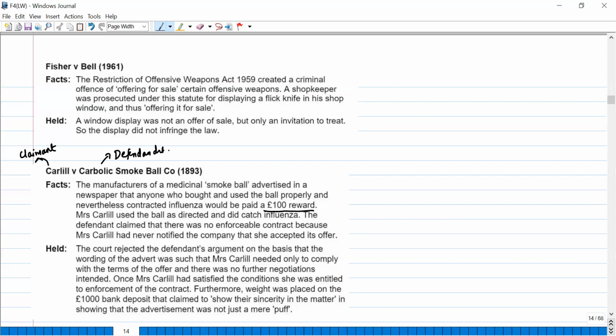So for advertisements, the general rule is that they are invitations to treat, they are not an offer. Similarly, the shop window display is also not an offer. If something is an offer and the other party accepts it, then the contract is formed. But if something is an invitation to treat, then it does not form a contract. So that is why you need to differentiate between an offer and an invitation to treat.